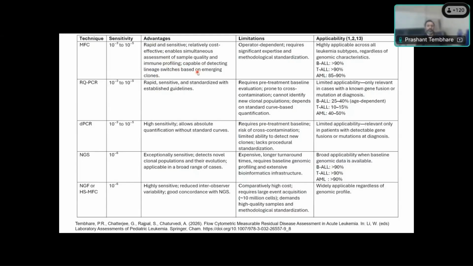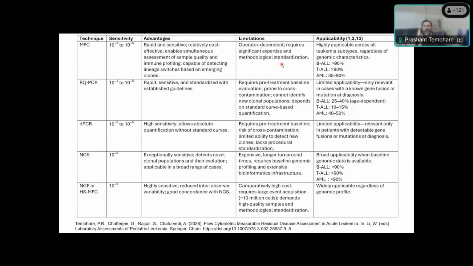If there is some lineage or antigenic modulation, or immunophenotyping changes in the tumor cell, that can also be detected by using flow cytometry. Now, what is the disadvantage or limitation of flow cytometry? One thing is that you need a live sample. You cannot store the sample and do it after a month or two. So you need a live sample.